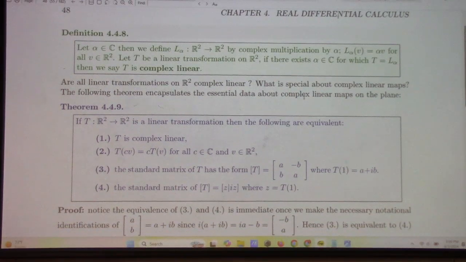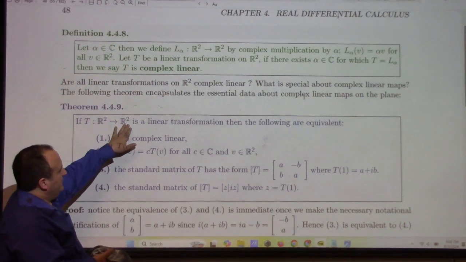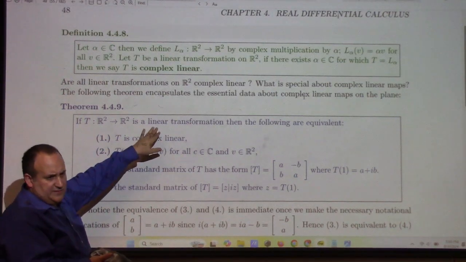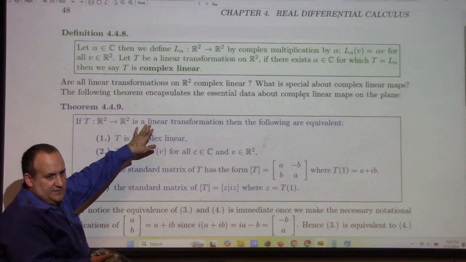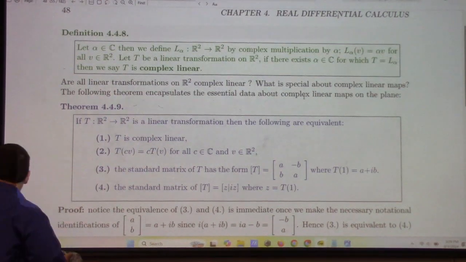So this is the theorem. If you have a mapping from R2 to R2 that is a linear transform. Do you know what a linear transformation is? If you don't, you can just tell me. Do you know linear transformation? No. Okay.